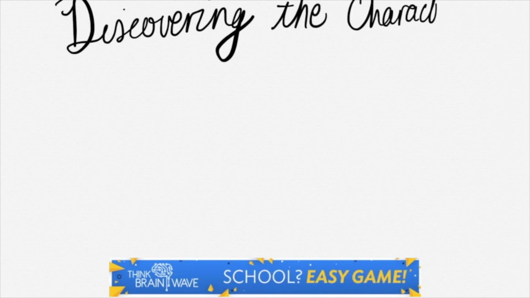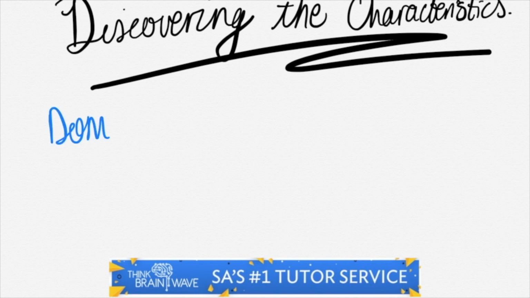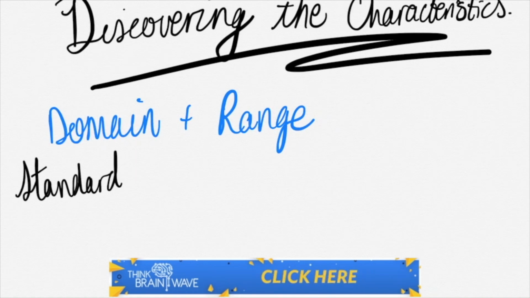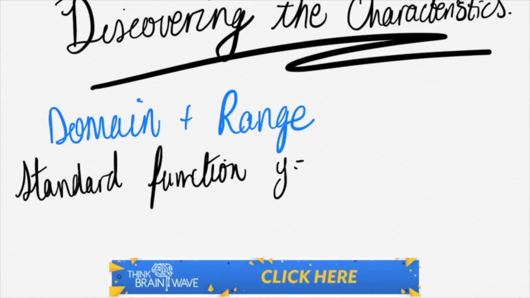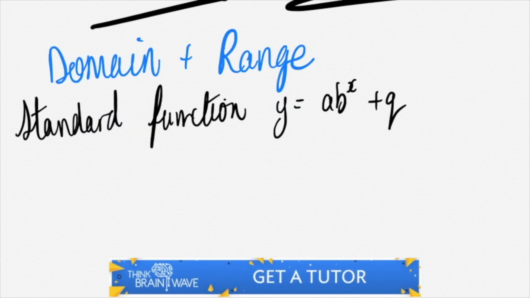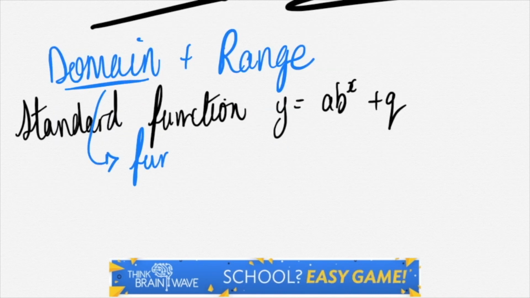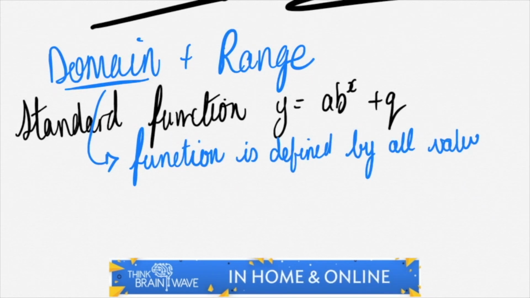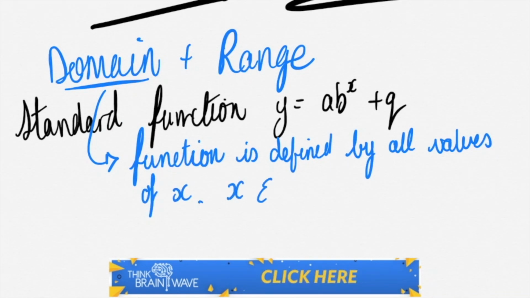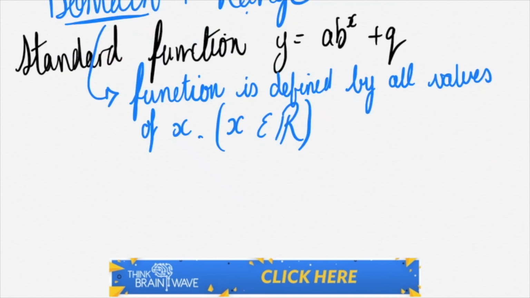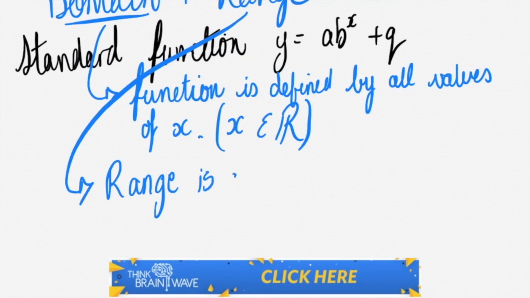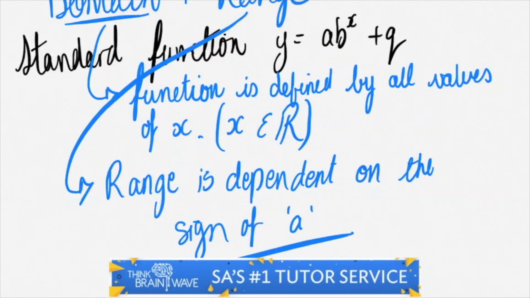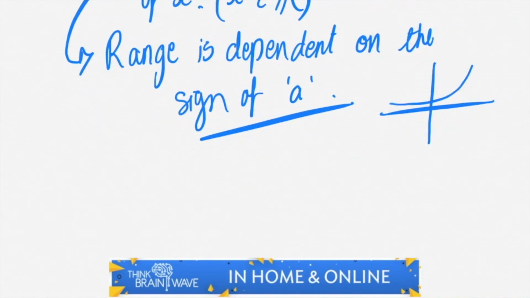Let's discuss the characteristics of an exponential equation. We need to discuss the domain and range, as well as the standard form of the function y is equal to a b to the power of x plus q. We know that the domain of the function is defined by all values of x. x is an element of real numbers. As you can see, the exponent can be anything real. So if you have b to the power of minus infinity, it'll also work if b is to the power of infinity. Now the range is dependent on the sign of a.